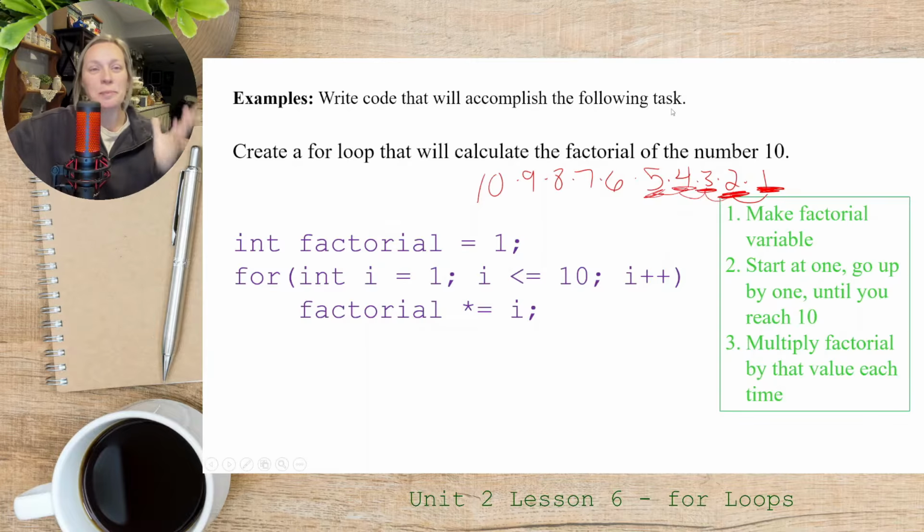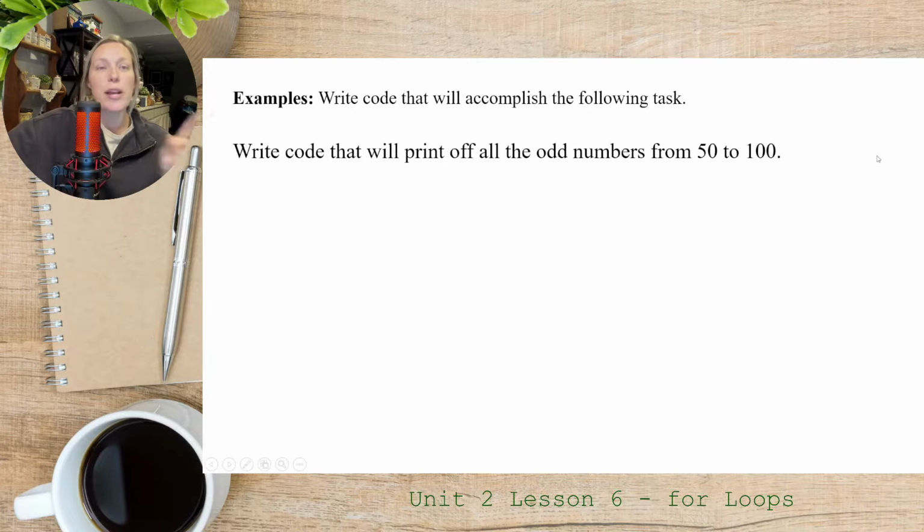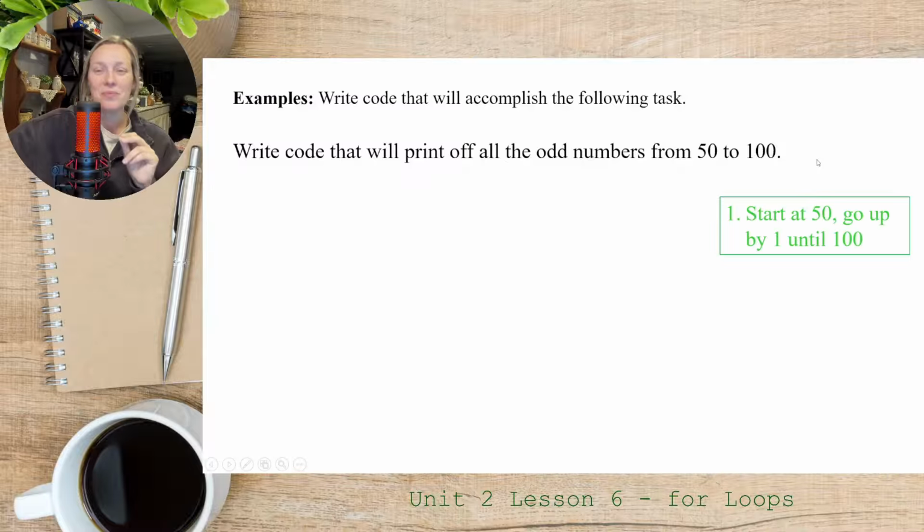Okay. All right, let's try another task. Write code that will print off all odd numbers from 50 to 100. Okay. If you want to try this on your own, pause the video and start it back up when you're ready to see what I coded as the solution. But if you're struggling, here's a good place to start. Whether you write out these steps off to the side or at least think about them.